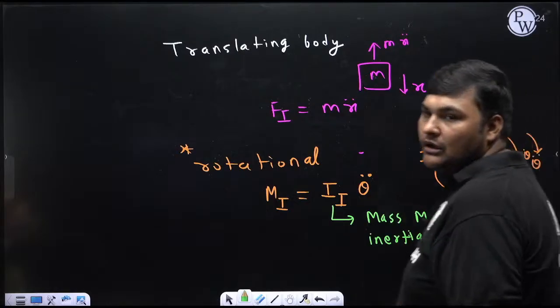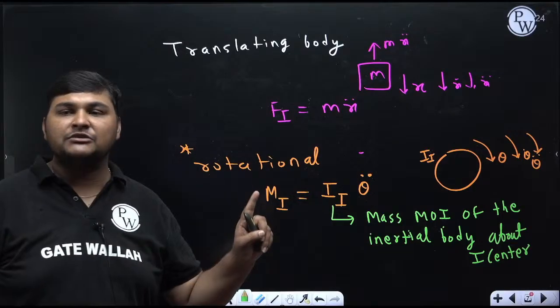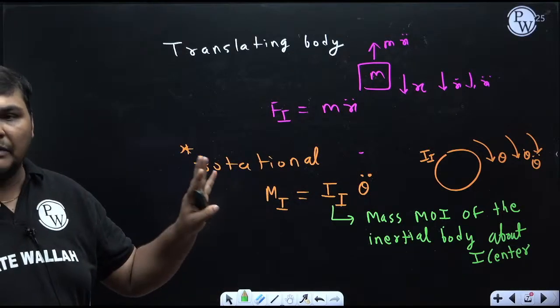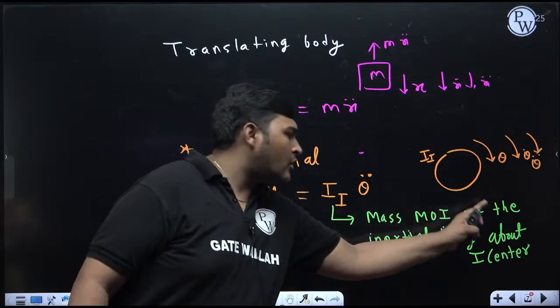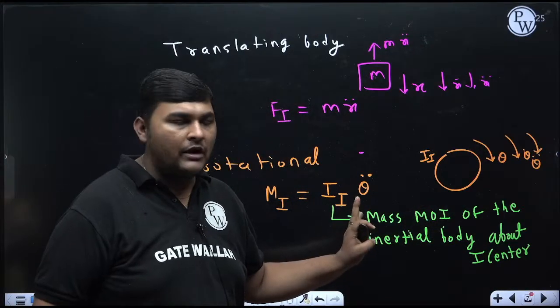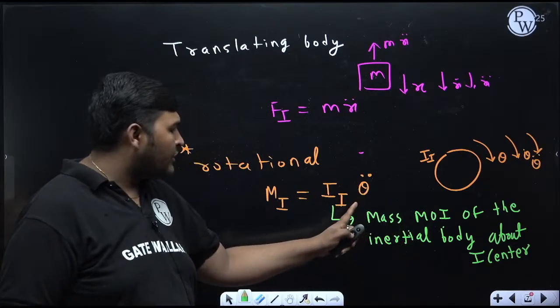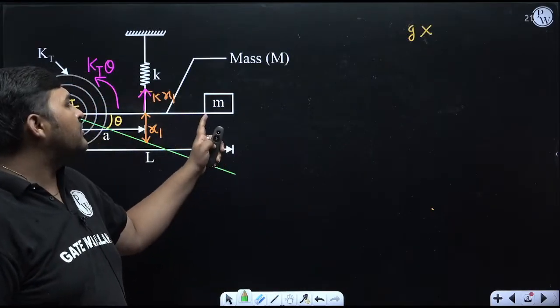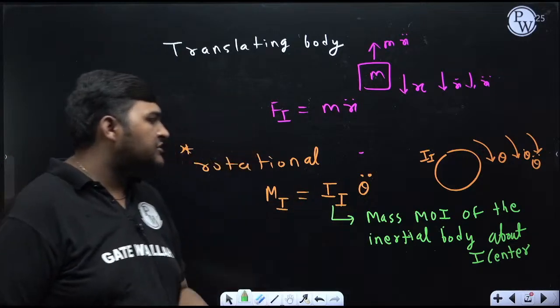Whichever numerical I am taking, in that numerical I will explain the method to calculate the mass moment of inertia. But right now, in today's class, I am not focusing on explaining the calculation of this. This you should know. If you know this calculation, then I can explain how to derive the equation for this case. So what is I about I? It is the mass moment of inertia of the inertial body about the I center.